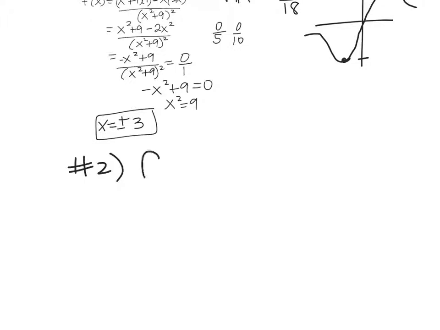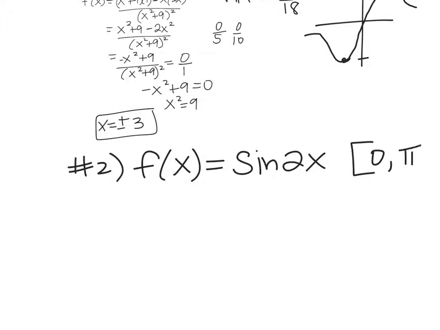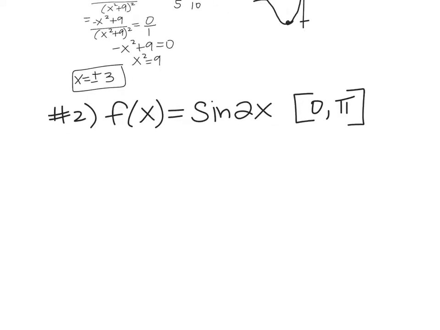Let f of x equal the sine of 2x, and let's give ourselves an interval from 0 to pi. Let's find all the critical points on this graph. I would let you graph this one, but I might ask you to find the derivative first, because we're in calculus, so we should. What would the derivative of sine of 2x be? Do you remember how to take that?